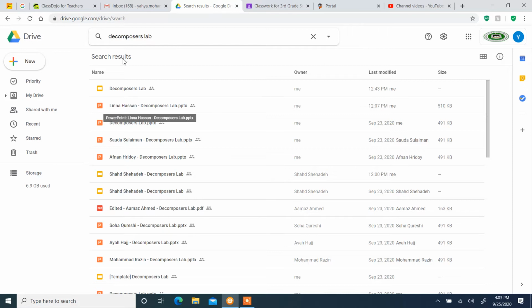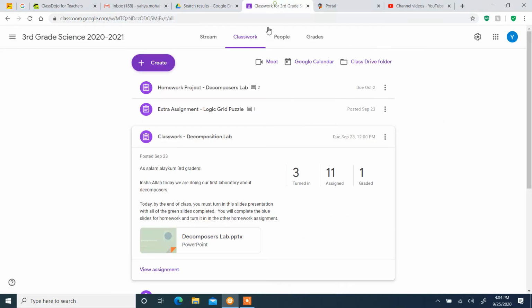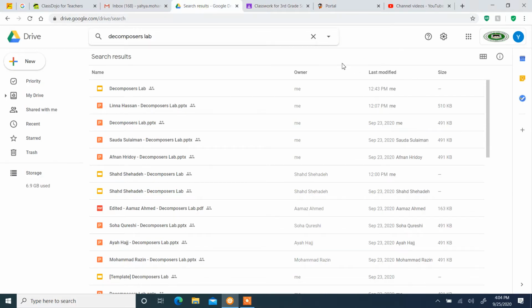If you search Decomposers Lab, it should usually have their name in the front and then Decomposers Lab. If you have two or three copies, search through and find out which one actually has the answers, and then share it. They can either upload it over here, or what's better, just to make sure there are no problems, is that when you're in that lab, click the share button and put in my email address. Let me show you.